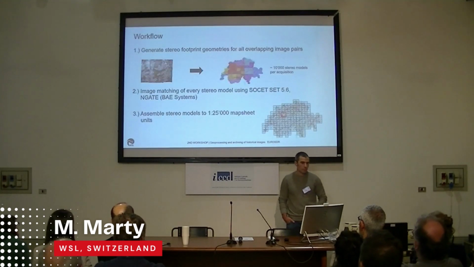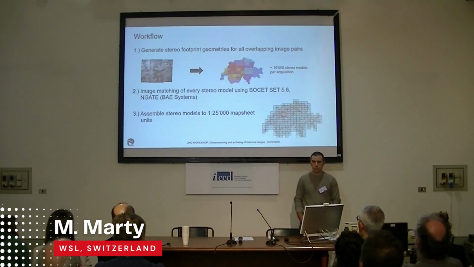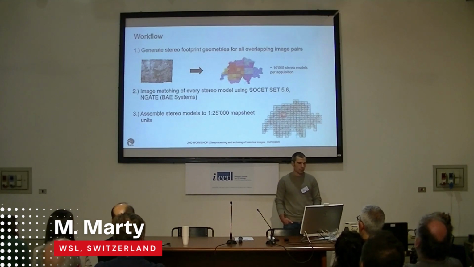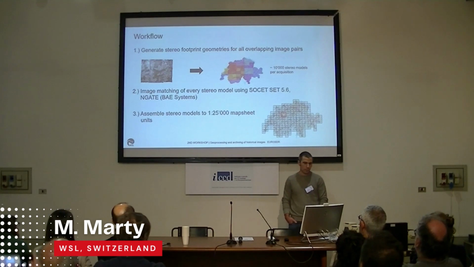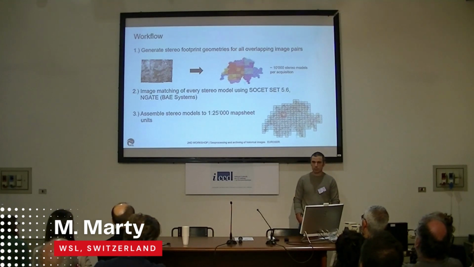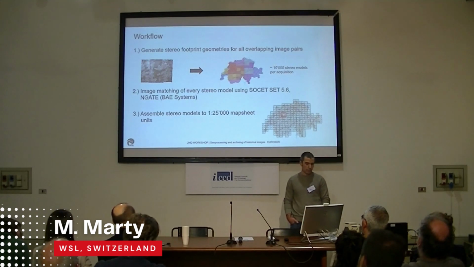So I'll give you a quick overview of the workflow we applied. In the first step, we generate stereo footprint geometries for all overlapping image pairs. This amounts to around 10,000 stereo models per acquisition. Then we do the image matching for every stereo model using SOCET SET 5.6, and in there the module NGATE.